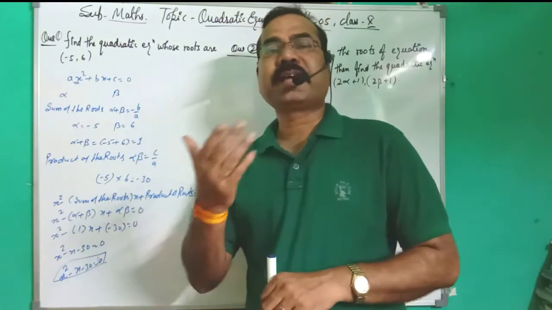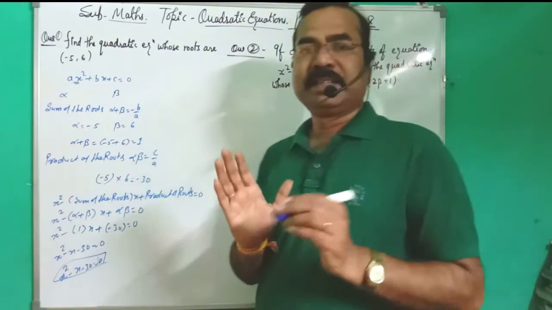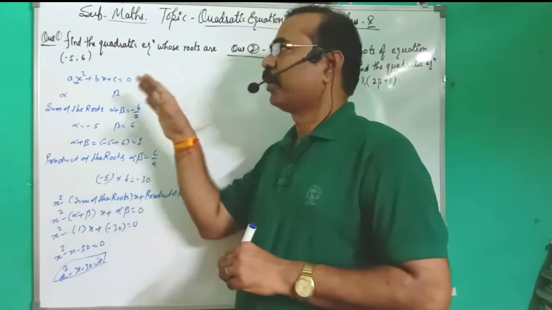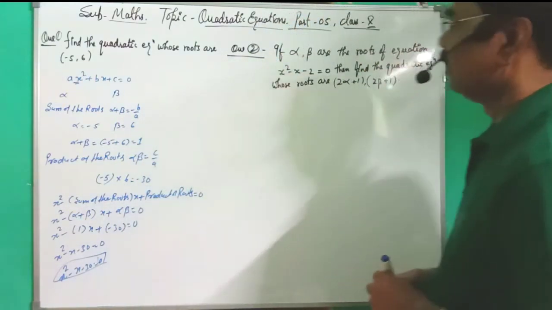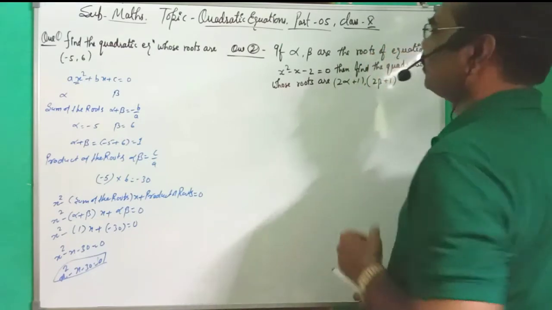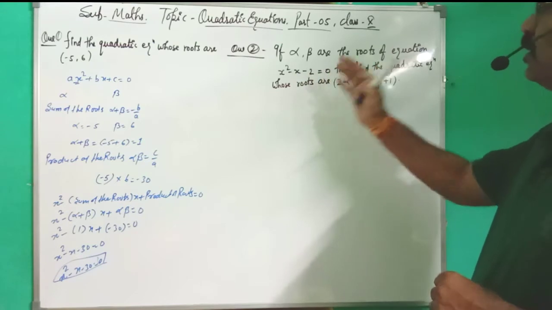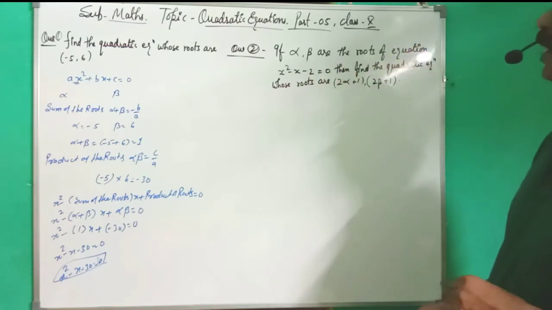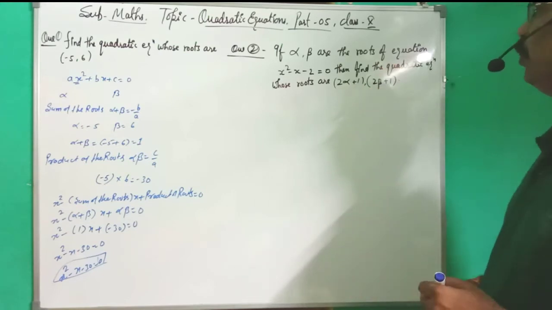Okay students, we have to take another question related to that one, but that question is somewhat different from our previous question. How is it different? Now we take this: if alpha and beta are the roots of the equation x square minus x minus 2 is equal to 0, then find the quadratic equation whose roots are 2 alpha plus 1 and 2 beta plus 1.